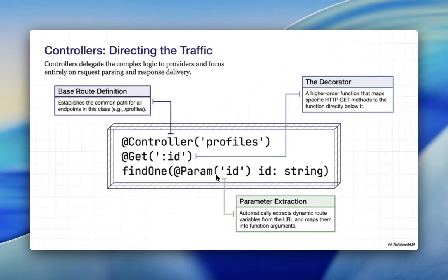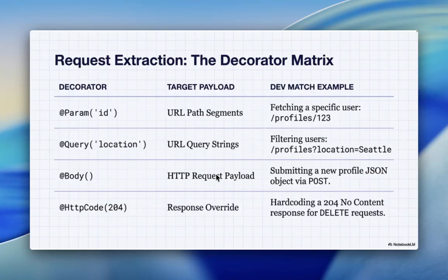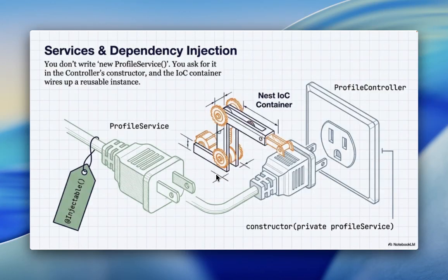Parameter extraction automatically extracts dynamic route variables from the URL and maps them into a function argument. Request extraction: the decorator @Param('id'). Target payload: URL path segment, DevMatch. Example: fetching a specific user profile. @Query binds to the location, URL query settings, filtering user profiles, ?location=Seattle. @Body, the HTTP request payload, submitting a new profile JSON object via POST. @HttpCode response override, hardcoding a 204 No Content response for delete requests.